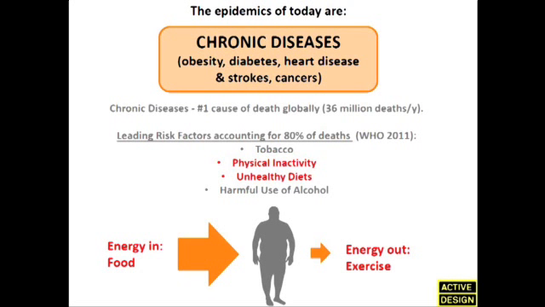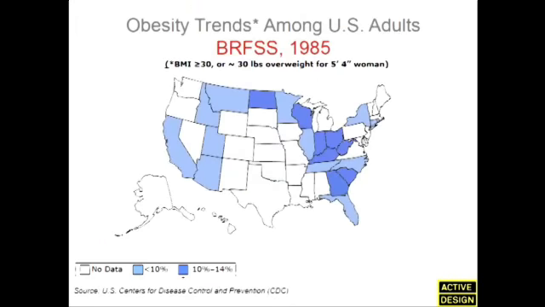The two items in red, physical inactivity and unhealthy diets, as I mentioned early on, are also linked to this energy equation: too much energy in, in the form of unhealthy foods and beverages, and too little energy out, in the form of daily physical activity.